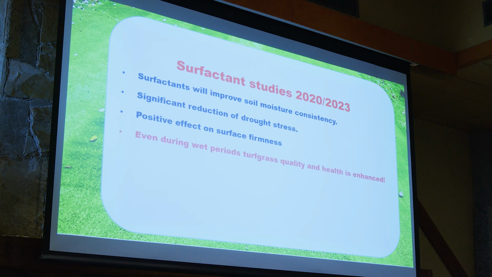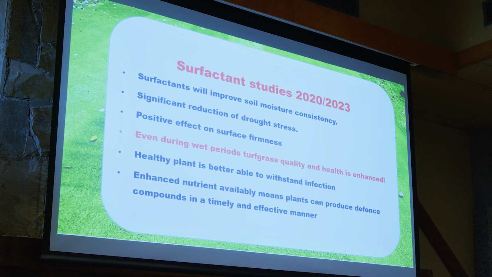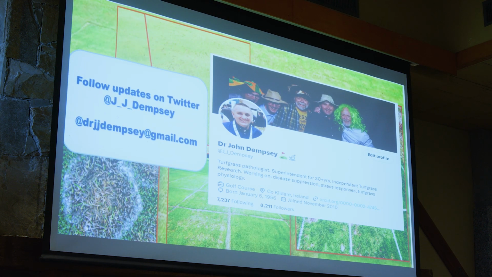You do get a surfactant effect on surface firmness. Again, we found that, especially with the more Kensington type surfactant, a firmer playing surface. This is the big thing, I thought. Even during wet periods, the quality and health, I didn't show it, but the NDVI levels were much higher from surfactant use. So even during wet periods, you're improving turfgrass quality and health. And as I say, from my pathologist hat on, a healthy plant is better able to withstand not only infection, but ongoing abiotic stresses as well. And you're getting an increase in nutrient availability, as shown in that published paper.